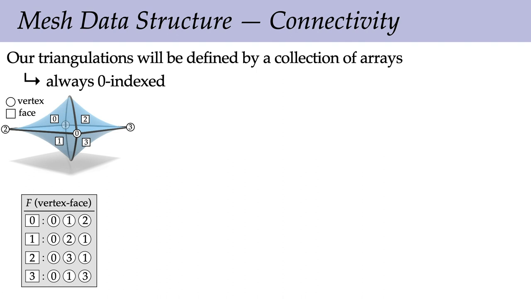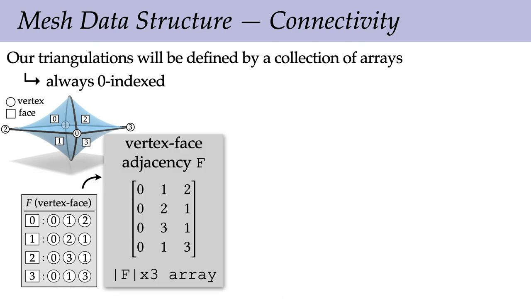So remember, the first important array is a vertex face adjacency list, which is a listing of, for each face, the indices of the vertices that make up that face. So in our code, this will be an F by 3 NumPy array of integers, and I've given an example of one of these arrays here. Remember that the ordering of the entries for each face is important because it determines the orientation of the face.